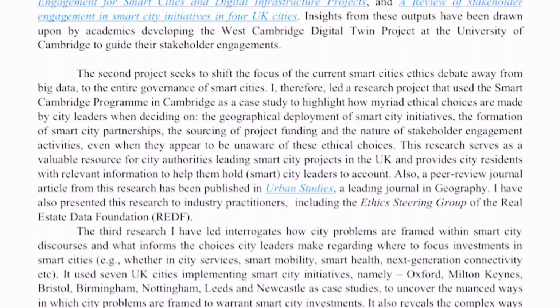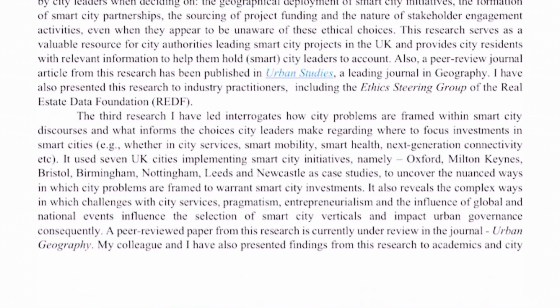Now, that was the first project. So I adopted a project by project basis in terms of talking about my research. I said that insights from these outputs have been drawn upon by academics developing the West Cambridge Digital Twin Project at the University of Cambridge to guide their stakeholder engagement. So I didn't just say I have produced this output, but I also went ahead to say how useful these outputs have been and who is using them. So it was almost like a similar approach to the second project.